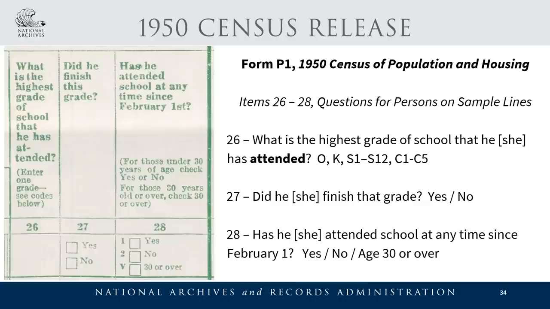Yes or no? And finally, 28, has he or she attended school at any time since February 1? The answers there were yes, no, or age 30 or over. Those who were 30 or over were not expected to have been in school.